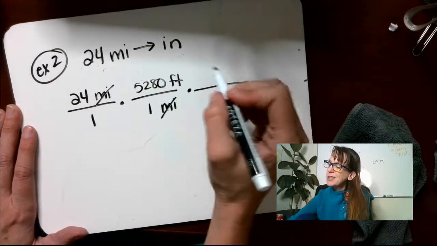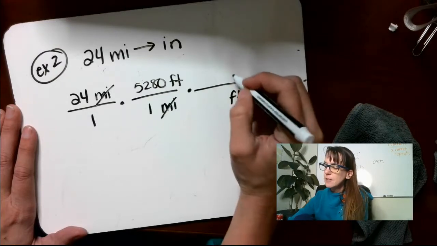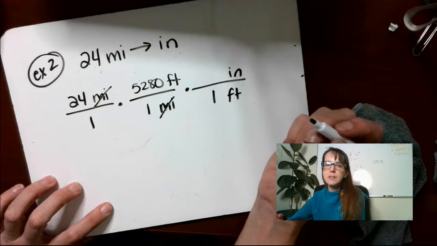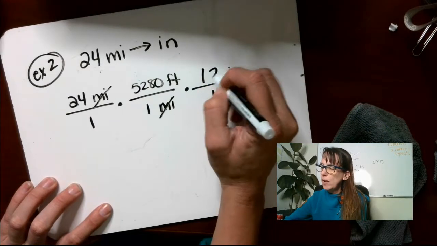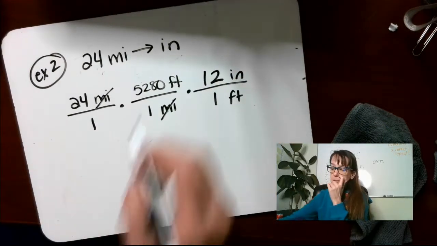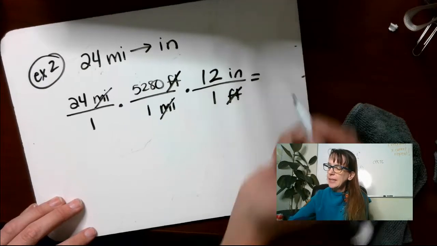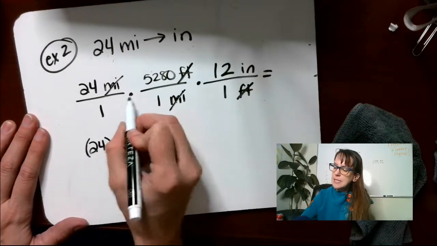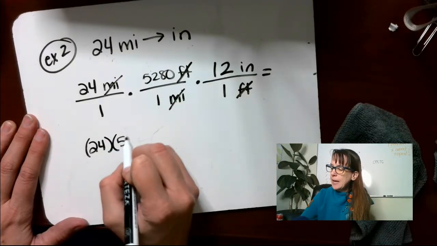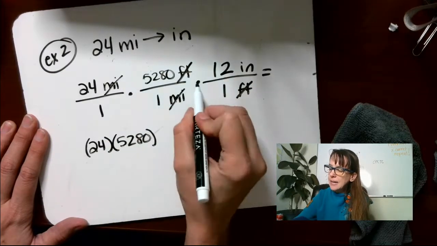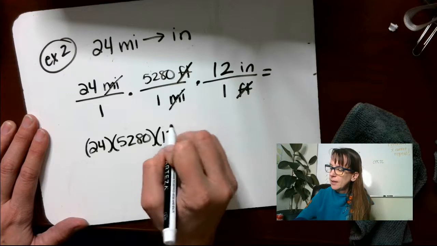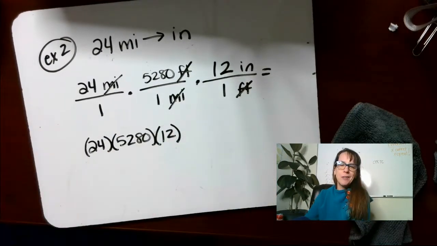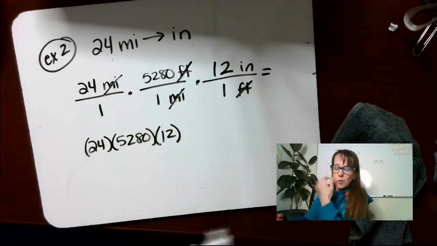But I don't want to go just to feet. I want to go to inches. So I've got to do this one more time. Feet to inches, right? In 1 foot, there are 12 inches. So now I can cross these guys out. Equals, now let's do all the math here. We have 24 times 5280 times 12. Downstairs, I have 1 times 1 times 1. Well, just having 1 downstairs just means 1, right? So we're going to leave that.